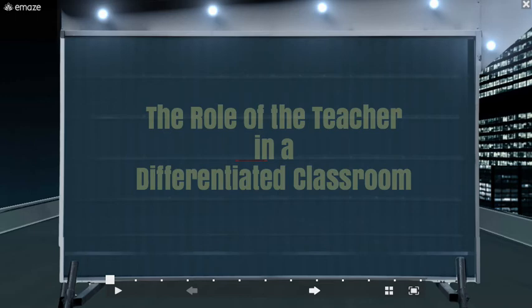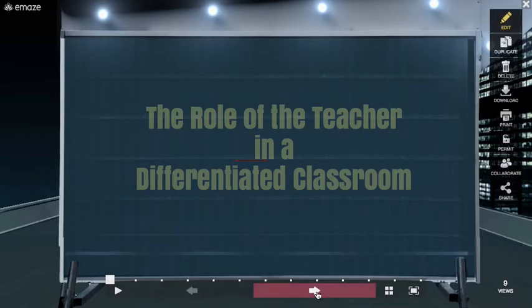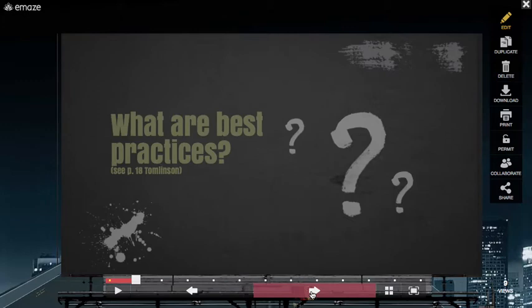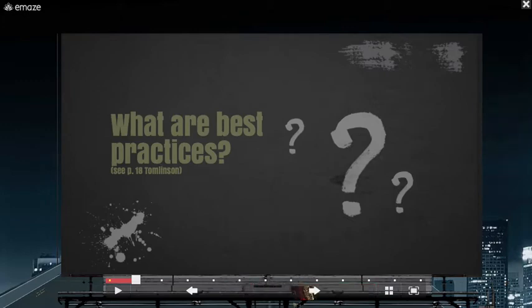Today we're going to talk about Chapter 3 in the Tomlinson text, the role of a teacher in a differentiated classroom. The first point of discussion is going to be best practices. So what are the best practices in the classroom in differentiated instruction?